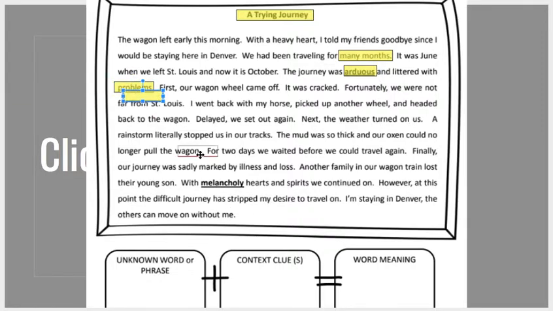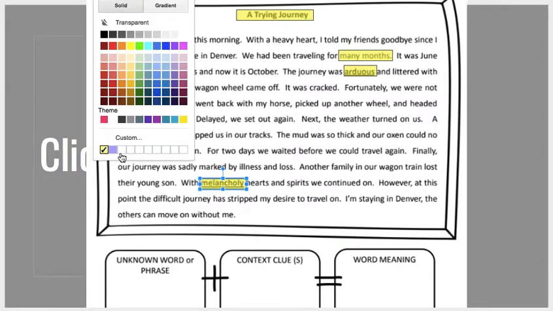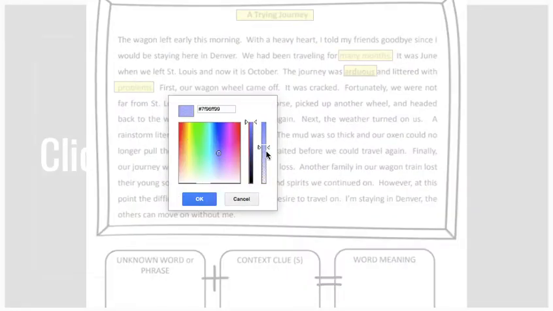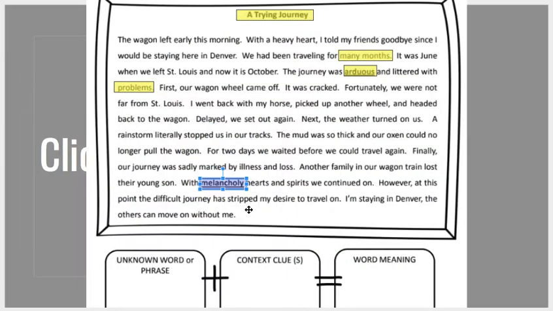So, you've got the word melancholy down here, and I think I'm going to make that a different color. Melancholy. And right before melancholy, what happened? It says that a family lost their son. It was marked by illness and loss. So let's go ahead and show that we know that it's already a sad situation. And how's she feeling at this point? With melancholy hearts, they're continuing on.